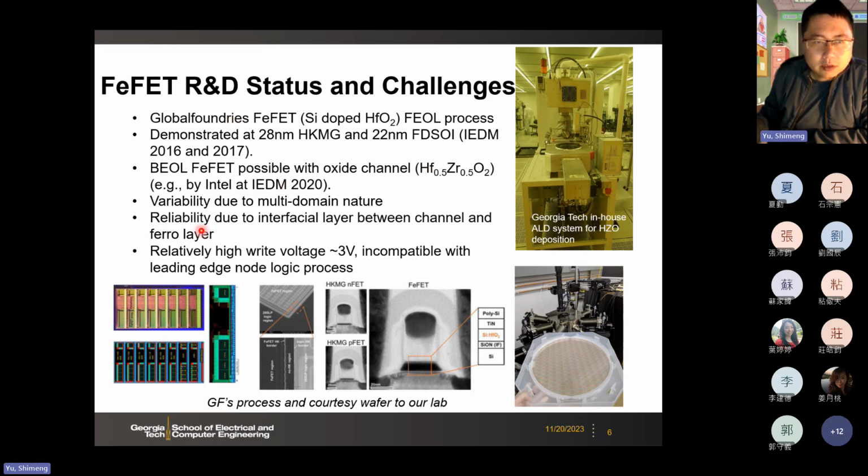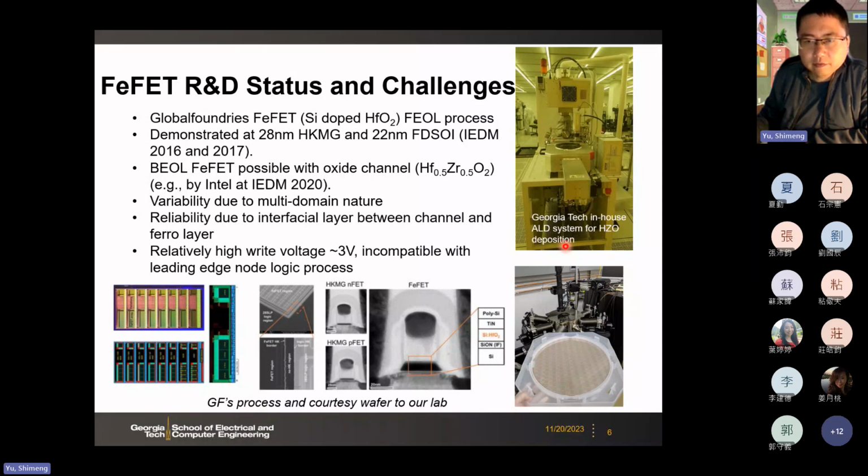So here, FeFET still has many challenges today, due to variability and reliability, and we'll talk about that more in later slides. But I have to say that in my lab at Georgia Tech, we spent quite some effort in the past 5 or 6 years to set up the ferroelectric fabrication capability, and we have done a lot of research in this domain. And this is the picture from our clean room with our ALD system, because many of those ferroelectric materials are grown by atomic layer deposition, which is very critical for the ferroelectric growth.